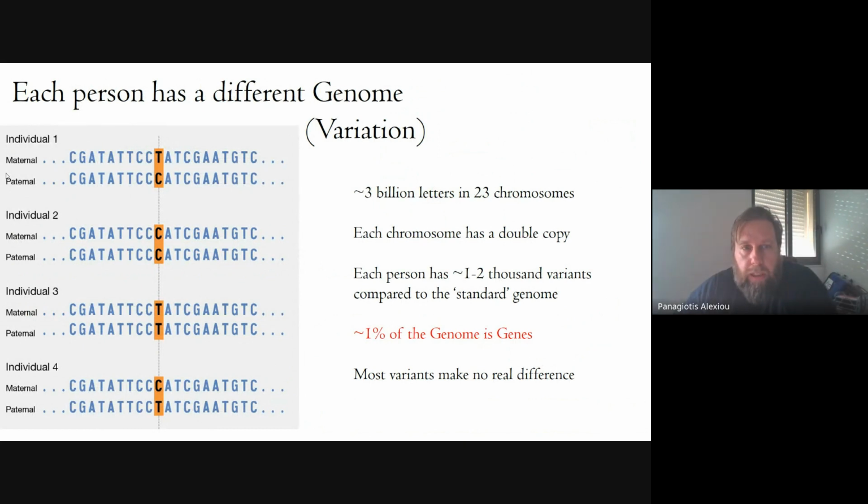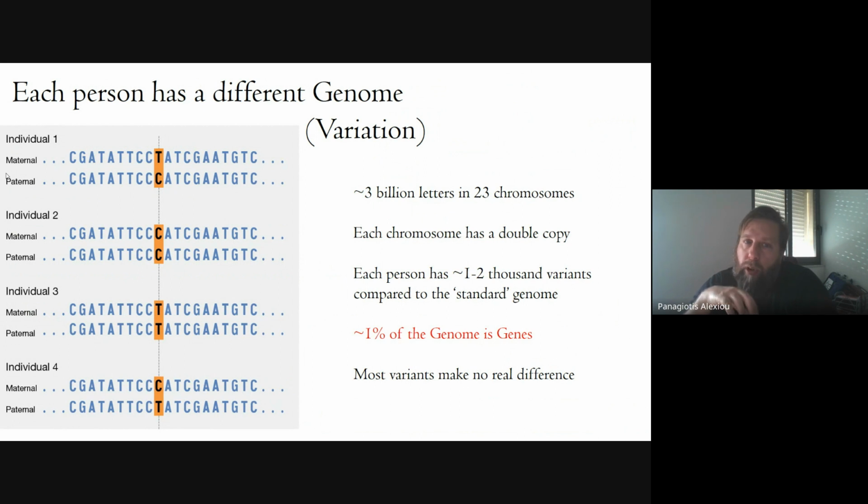So each person, each and every one of us, has a different genome. By and large, our genomes are similar, but they will have variation. So out of these 3 billion letters in a single copy of the genome, and as I said, each one of us has 2 copies of the genome, one from the mother and one from the father, each person has about 1,000 to 2,000 letters that are different compared to the standard, let's say, consensus genome.